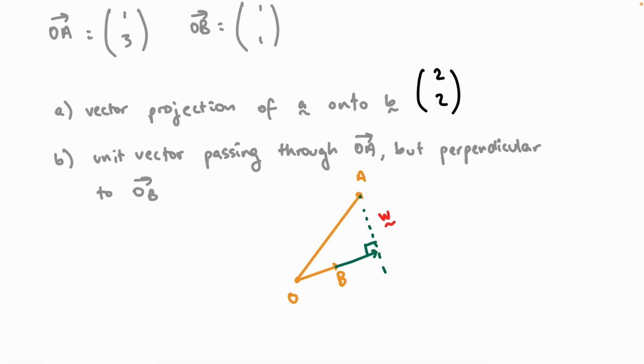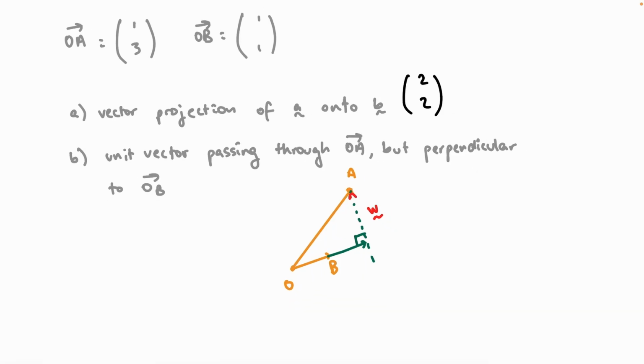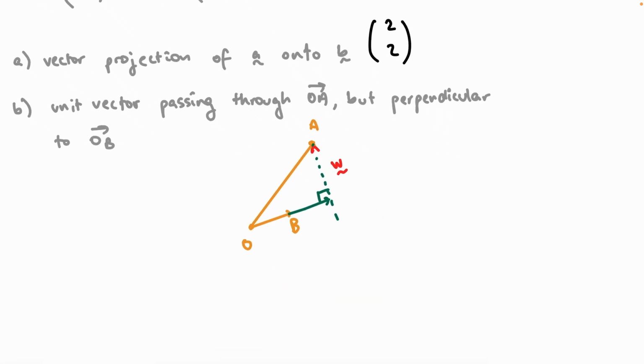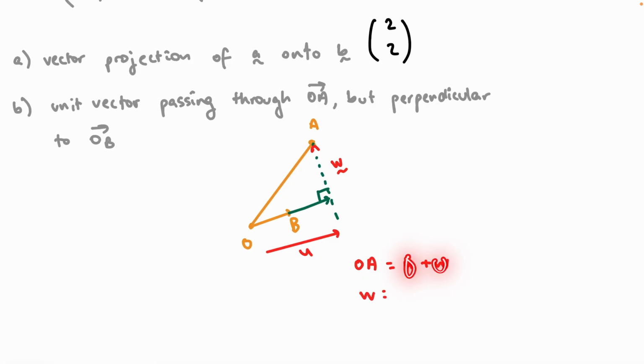To work out W, if W goes in this direction here, what we can say is that OA is the same as the vector projection of OA onto B. And in this case, I'm just going to say that this entire length here is going to be U. It's the same as U plus W. And the reason I can say it's U plus W, by the way, is because to go from here to here is the same as going from here to here, which is just U, then from here to here, which is just W.